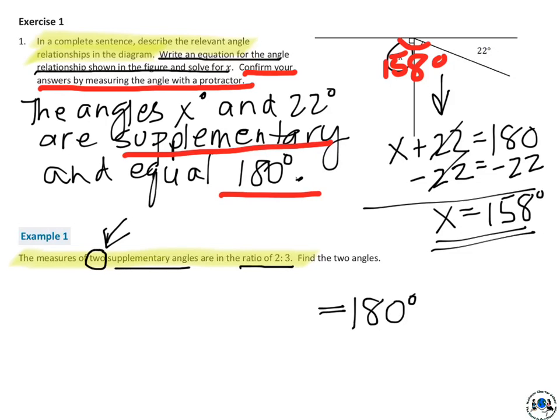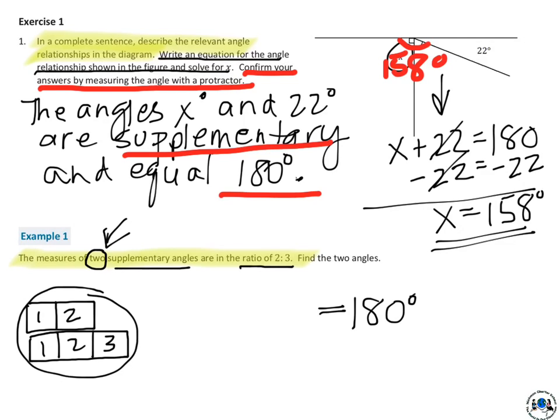What does 2 to 3 mean? It means for every 2 of one, there is 3 of another. Every 2 of one, there's 3 of another. So as you can see here, if we look at this tape diagram, we have 1, 2, and then we have 1, 2, 3. So altogether we have 5 pieces here, 1, 2, 3, 4, 5, which all equal 180 degrees.